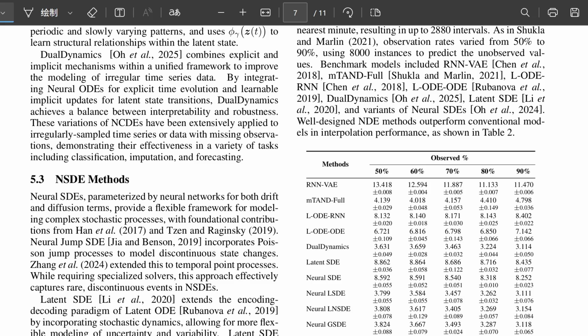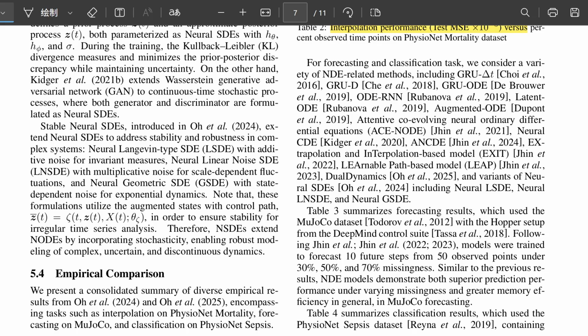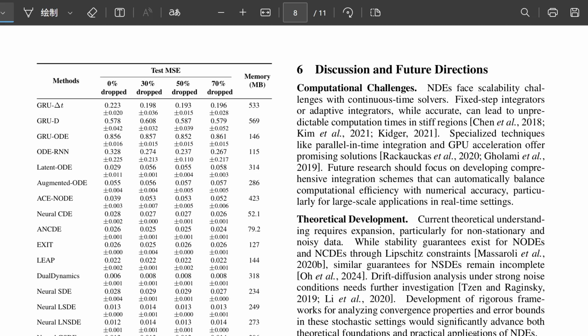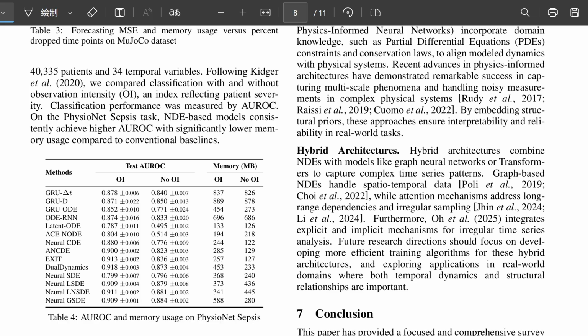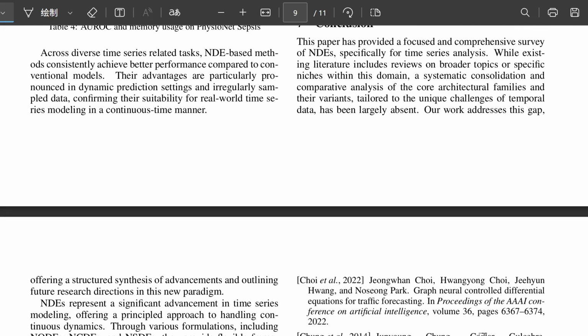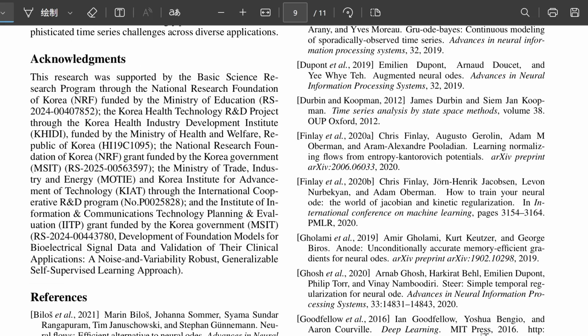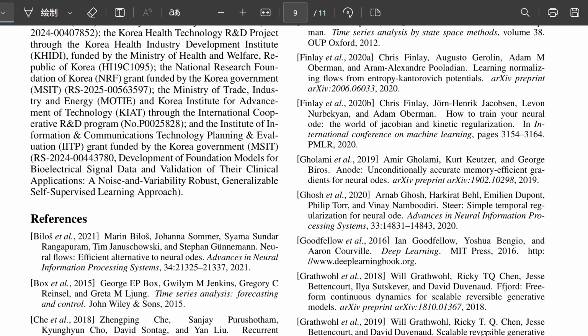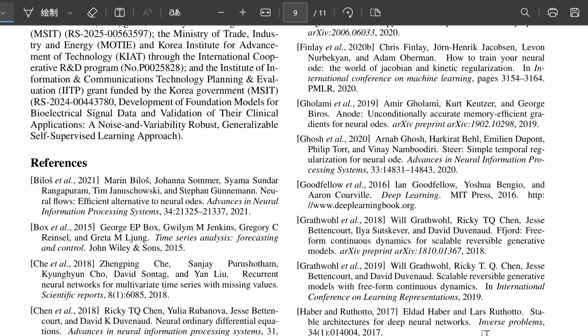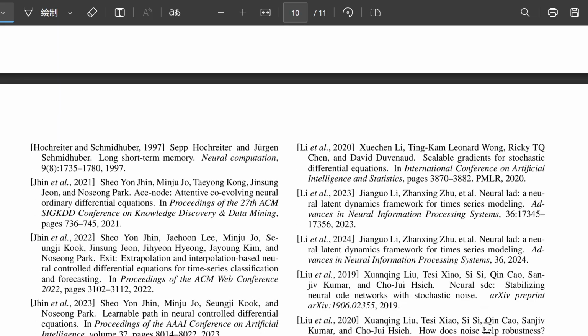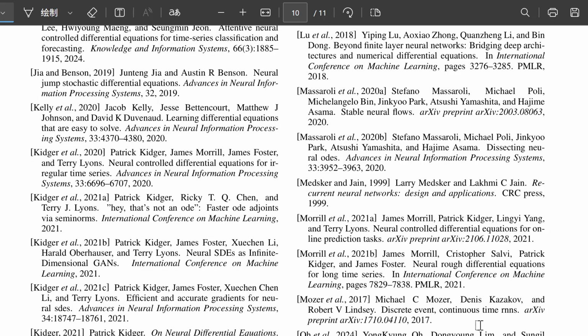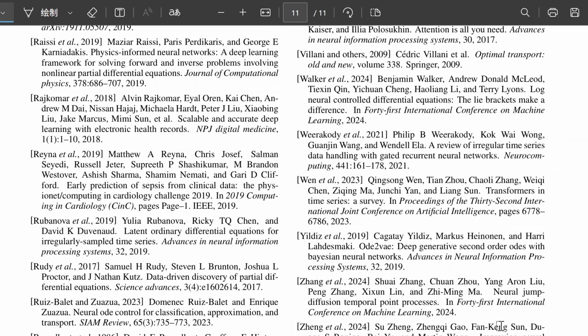How do they stack up against, say, LSTMs or transformers on these? The papers consistently report that NDE-based models, NODEs, NCDEs, NSDEs, and their variants tend to achieve state-of-the-art or significantly better performance, particularly on tasks involving irregularly sampled data or requiring precise continuous time predictions: lower error rates, better classification accuracy. Especially where the continuous nature or irregularity is key.